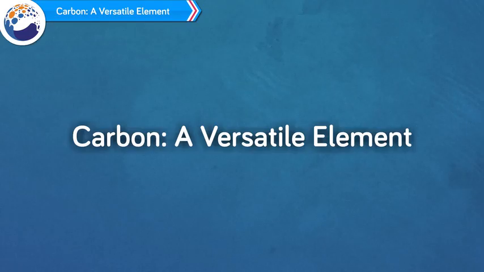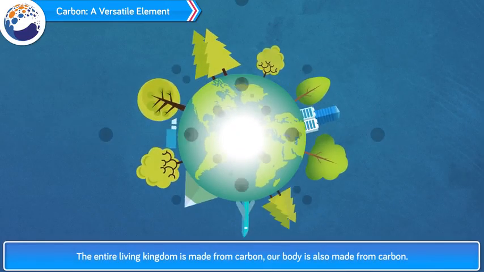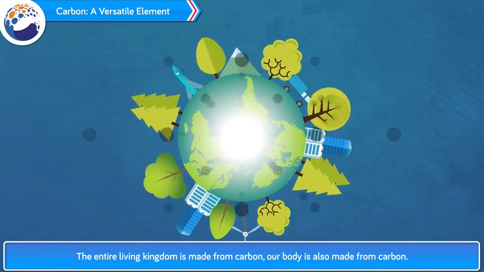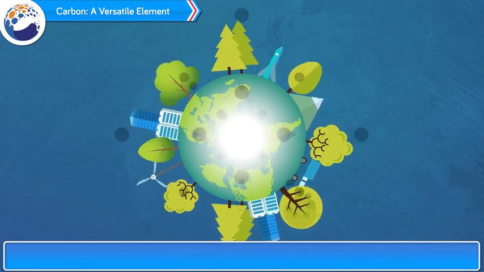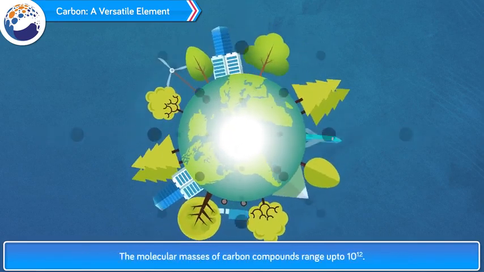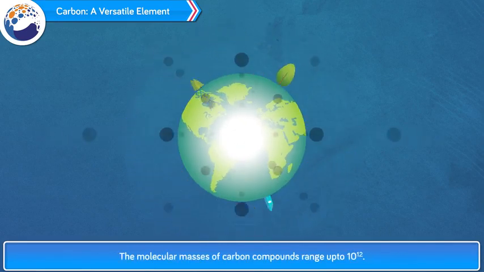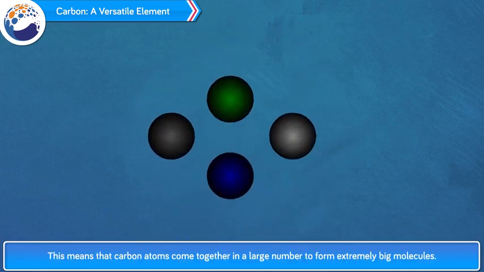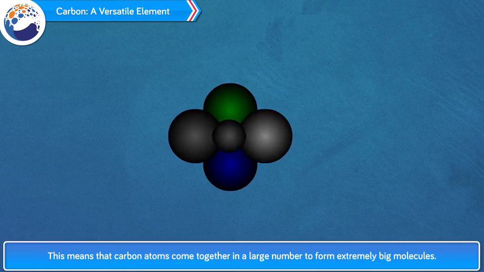Carbon, a versatile element. The entire living kingdom is made from carbon. Our body is also made from carbon. The molecular masses of carbon compounds range up to 10 raised to 12. This means that carbon atoms come together in a large number to form extremely big molecules.